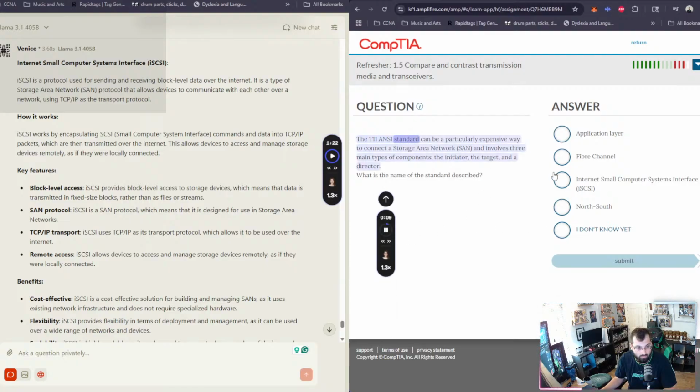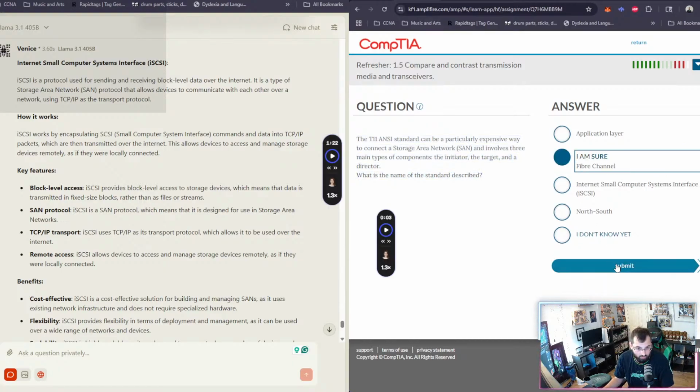The T11 ANSI standard can be a particularly expensive way to connect a storage area network SAN and involves three main types of components: the initiator, the target, and a director. What is the name of the standard described? Fiber channel.